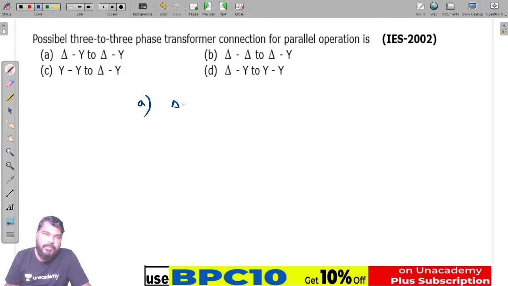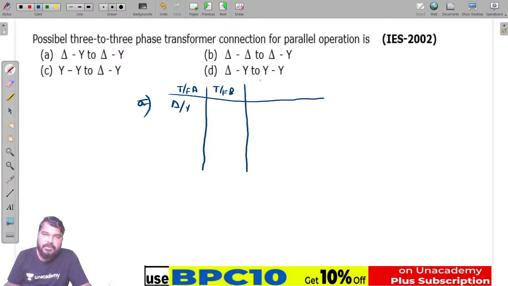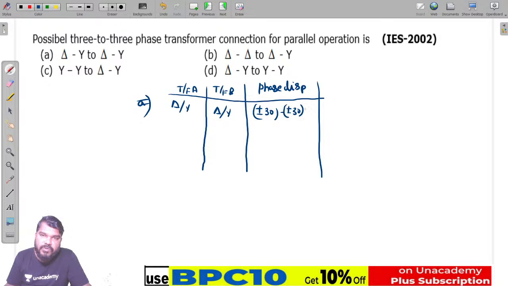So this one is transformer A, delta star, and this is transformer B. Now find out the phase displacement. Transformers one and two are both delta star, so it is plus or minus 30 degrees minus plus or minus 30 degrees, which is equal to 0. So these two transformers can be connected in parallel.